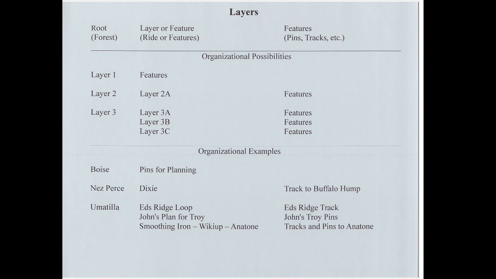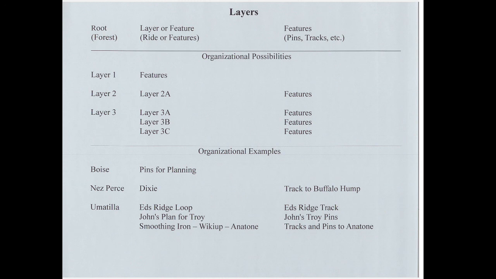So if we look down below now where we actually look at the organizational examples, the Boise example is the same as layer 1 up on top, where all I've got in the Boise layer is pins for planning. That's all I've got. And sometimes I'll start out that way. I haven't ridden in the Boise National Forest yet, but I may attach that Boise layer to the Boise maps or a Boise collection, and I'll just start pinning out places to go. And then I may add and edit some layers later.